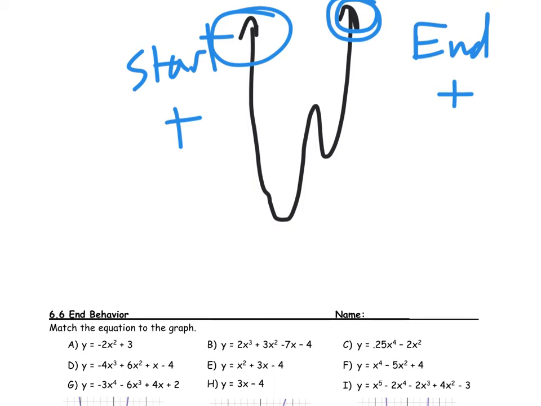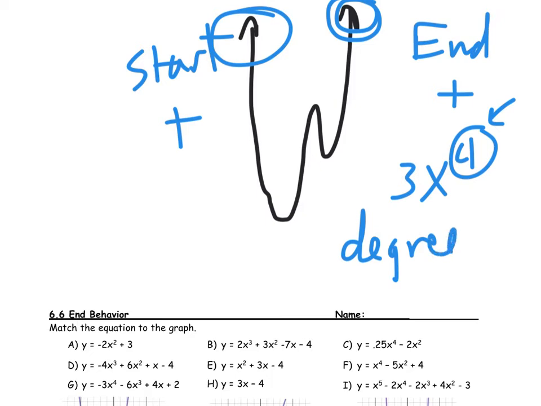So what is the degree of this? Well, the leading term is 3x to the fourth. 4 is the highest power. So this is a degree of 4, and that is an even number. There's a difference between odd and even degrees. If it's an even degree, the end behaviors are always going to go in the same direction. It's going to start and end the same way.